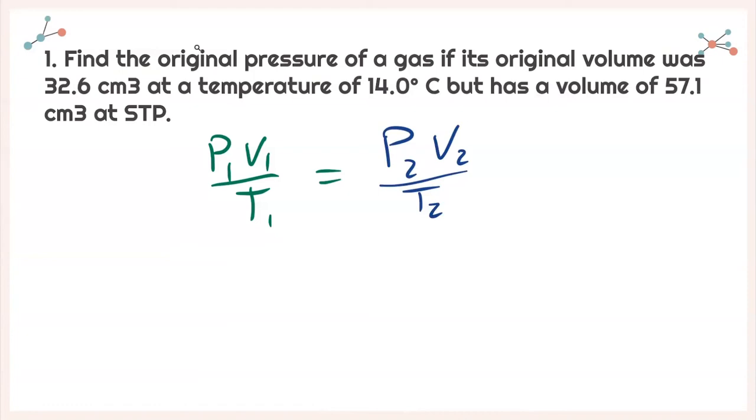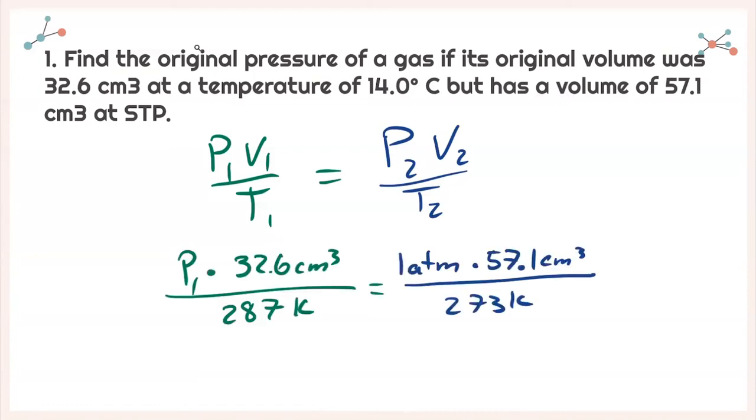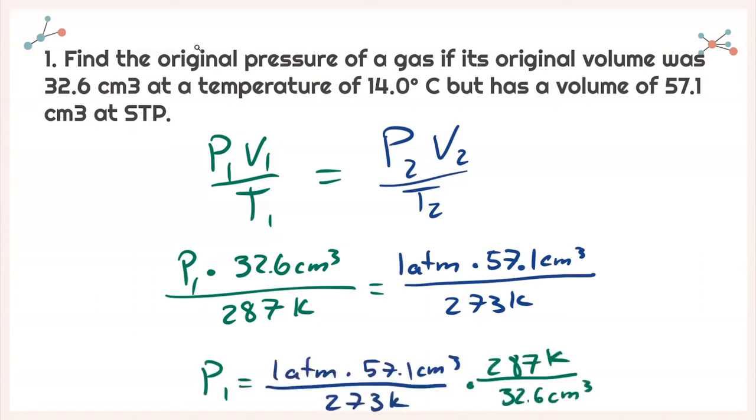So now I'm going to plug everything in. And now I see that I need to solve for P1. Isolating P1, I get P1 is equal to 1 atmosphere times 57.1 centimeters cubed over 273 Kelvin times 287 Kelvin divided by 32.6 centimeters cubed. And I get an original pressure of 1.84 atmospheres. All I did here was substitute 1 atmosphere for my P2 and 273 Kelvin for my T2, since we are working at standard temperature and pressure.